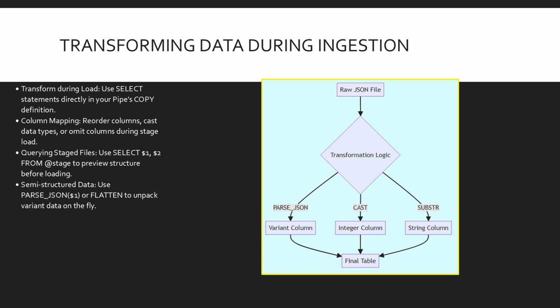This flowchart visualizes transformation during ingestion. We start with a raw JSON file at the top. It passes through transformation logic defined in your copy statement. We split the data. One path parses JSON into a variant column, another casts a field to an integer, and a third extracts a substring. All these transformed streams converge to populate the final table, ensuring clean data lands in your warehouse.